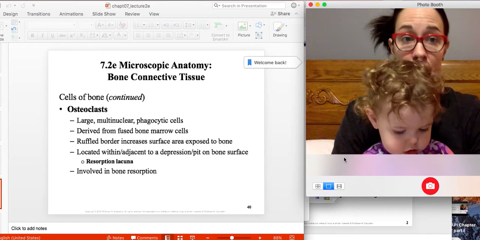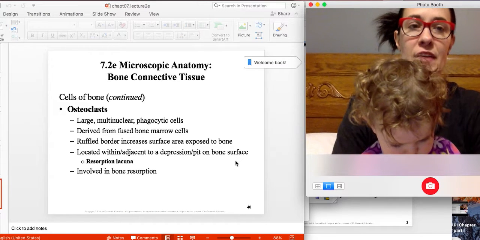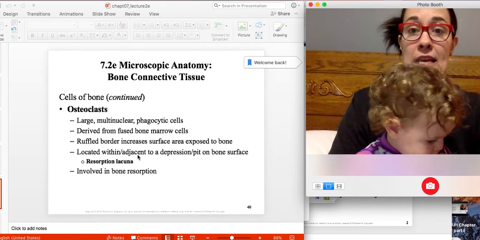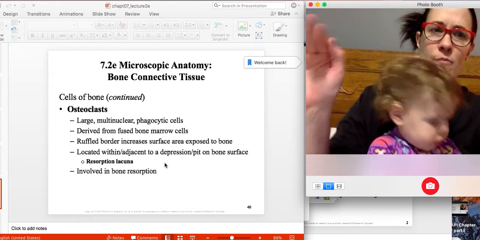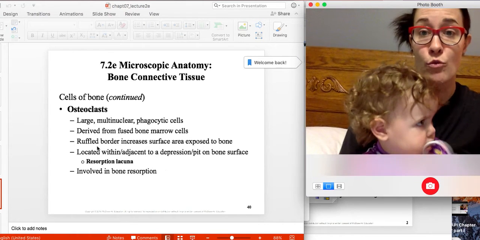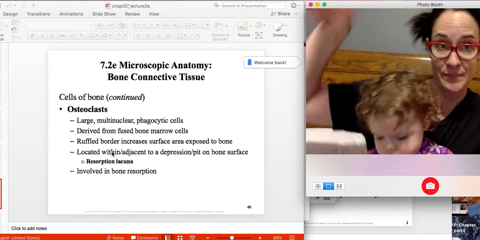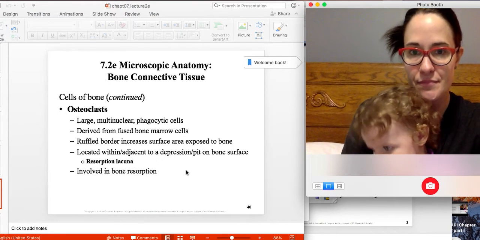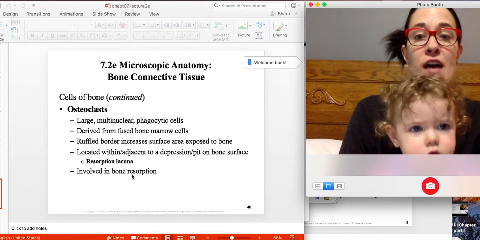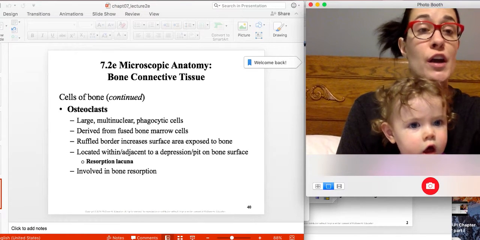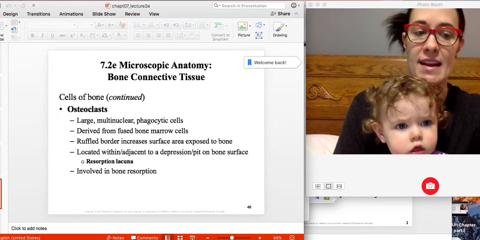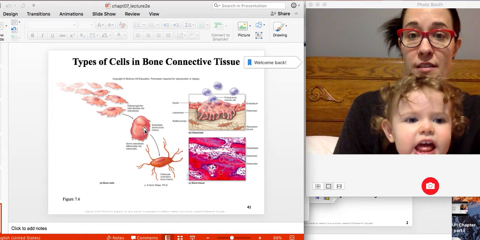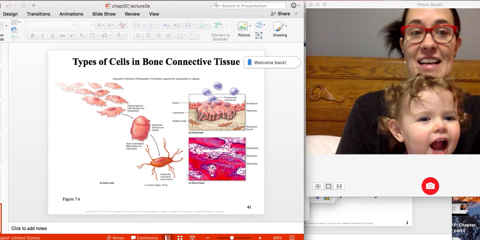Osteoclasts are large. They are phagocytic. Underline phagocytic. They break down the bone tissue, or carve it out. And they're derived a different way, made from a different pathway. They have a ruffled border, or little indents, that increases the surface area for them to do their job. And they're involved in bone resorption. They're going to carve out bone tissue when your body needs calcium. And here's an image that shows the progenitor, the blast, the osteocytes, and then the clasts.